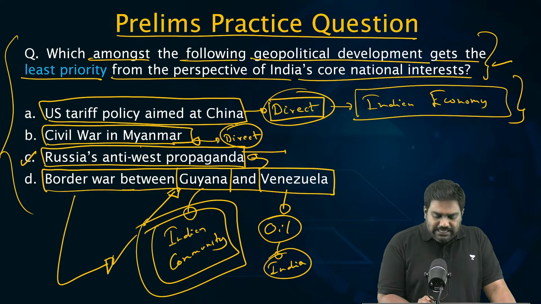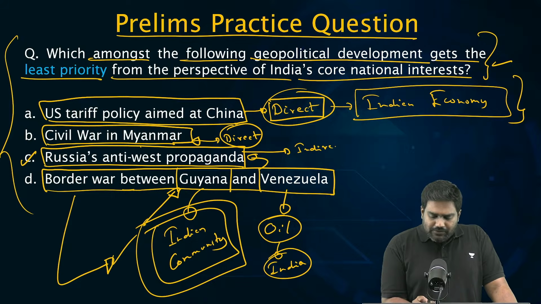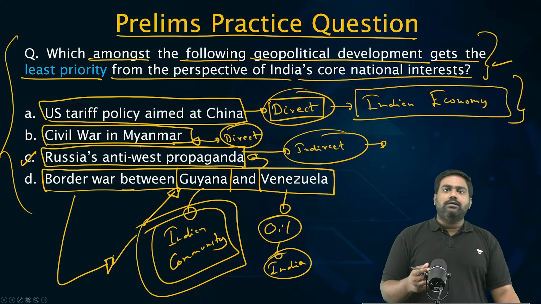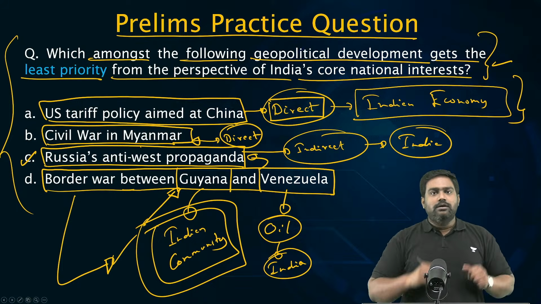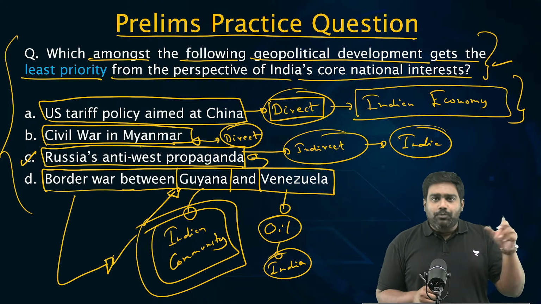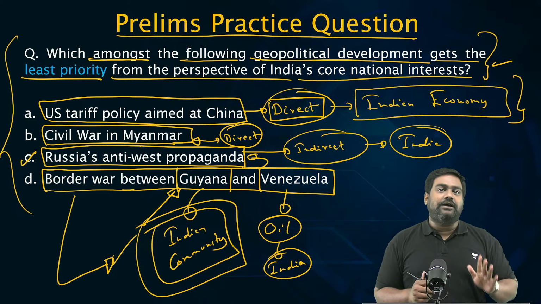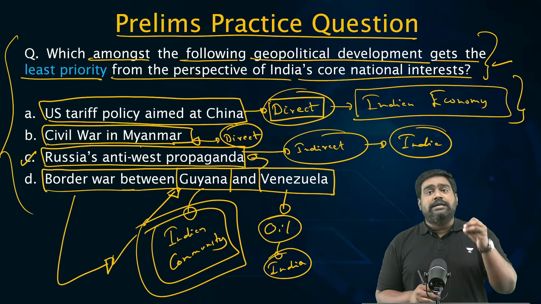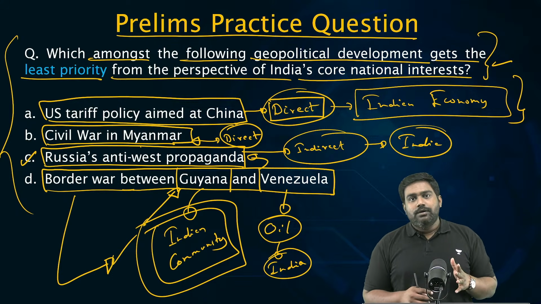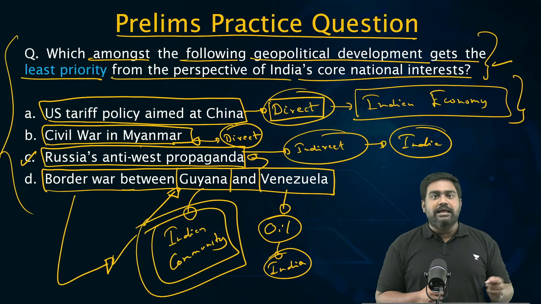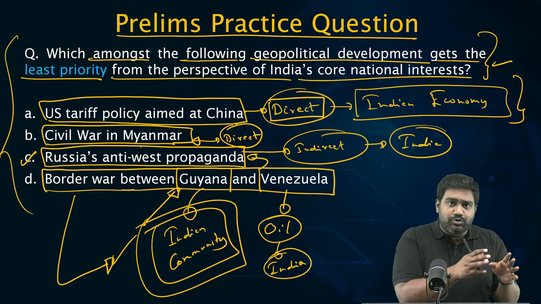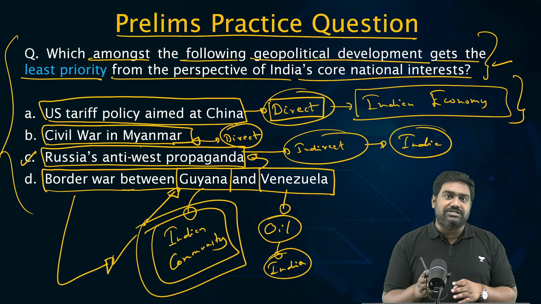Because Russia's anti-West propaganda will of course have an indirect impact. It will force India to choose between the West and Russia. But Russian propaganda alone will not directly affect us, right? Or take Russia's covert war in Europe, where Russian intelligence is trying to undermine European and American interests. This is something which will not directly or immediately affect us.